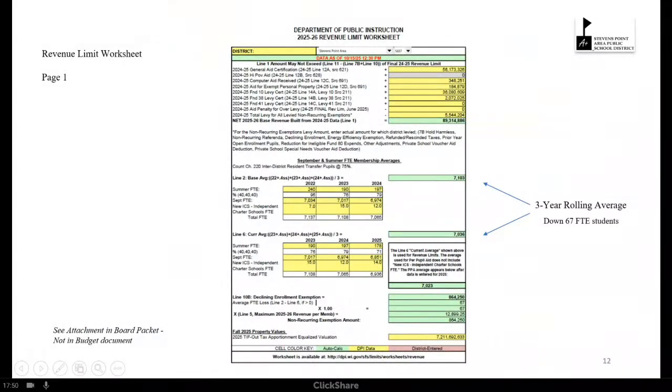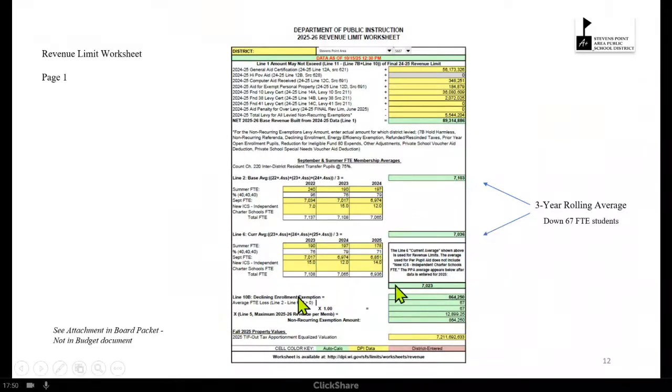So next we move on to the revenue limit worksheet. The revenue limit worksheet is how we determine the levy. So this is the first page of the revenue limit worksheet. What's important to point out here are these numbers. These are your 3-year rolling average, so your FTE for students. Those numbers are important because that determines our revenue limit authority. However many students we have times the revenue limit per member gives us our revenue limit authority.